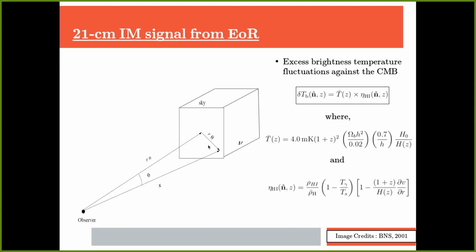And this is the system that we are considering. So here is an observer who is observing an observation volume in the sky where this frequency substitutes for the line of sight distance information, and this theta is the two-dimensional vector in the plane of the sky that we are considering, and this box is at a distance r nu from us.